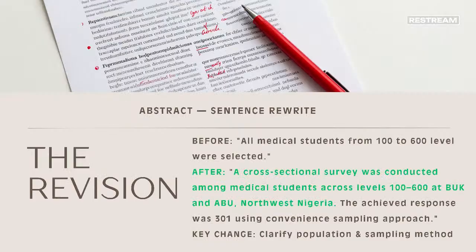Now, let me show you. This is the way we rewrote the abstract. So now, instead of saying all medical students, we wrote that a cross-sectional study was conducted among medical students across levels 100 to 600 at BUK and ABU. And also, we added that response was achieved using a convenience sampling method. So now you can see that we've clarified the population, the people that we included, and also we included the sampling method.